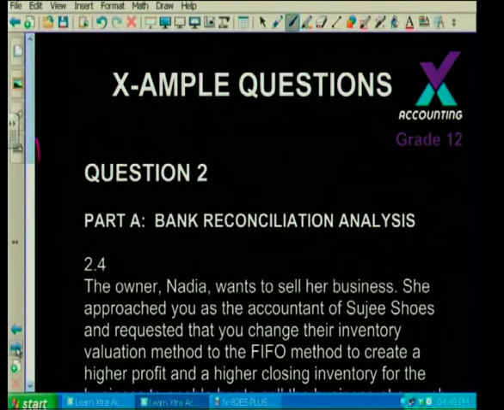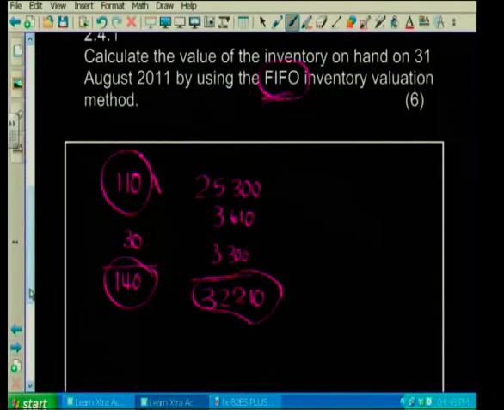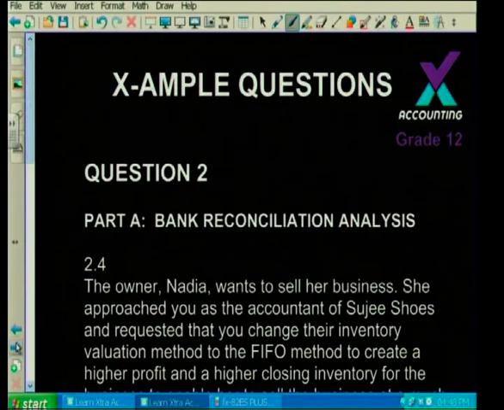And FIFO, my value is 32,210. Can you see a difference in the valuation? Yes, two different valuation methods. Okay, next question.